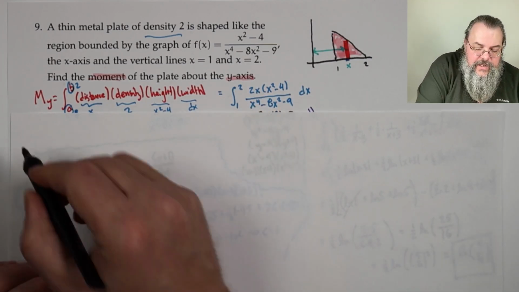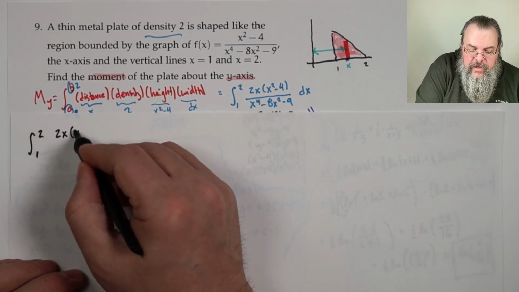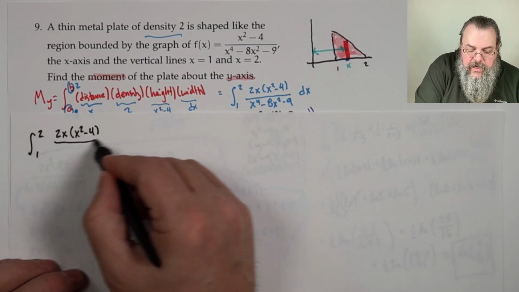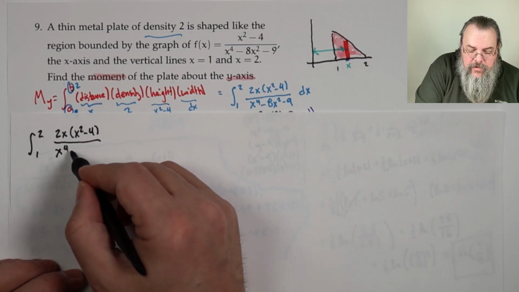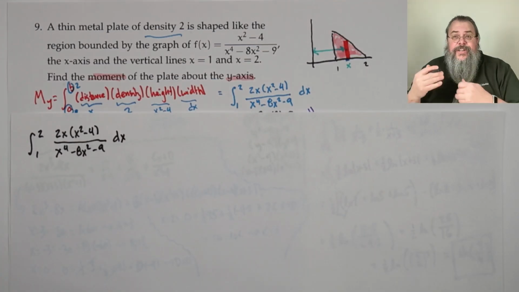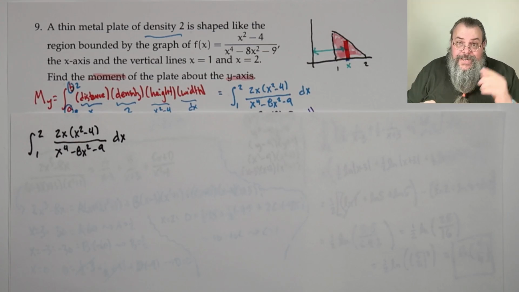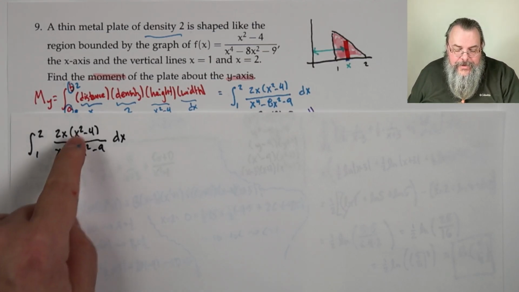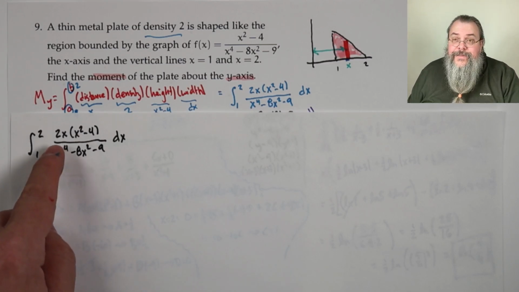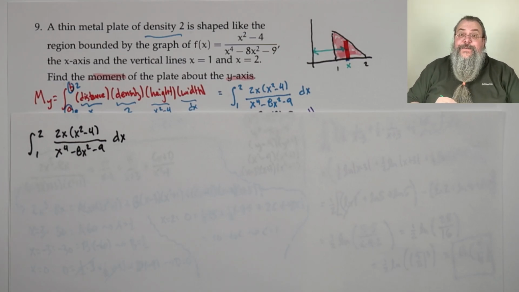Okay, suppose this is the integral we want to carry out. Integral 1 to 2 of 2x, x squared minus 4, divided by x to the 4th minus 8x squared minus 9. Now, did you notice how everything has an x squared in there? We did say that. And notice how all these things look like x squared, except for this 2x. What's true about 2x? Well, 2x is the derivative of x squared.